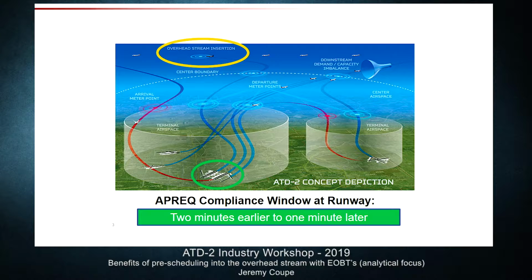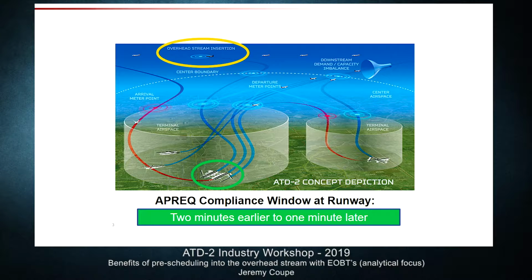The key idea here is that to merge into this overhead stream slot, this departure should take off from its origin airport at what we call the controlled takeoff time. Sometimes I'll call that the CTOT, controlled takeoff time. For compliance, an aircraft is said to be compliant if it takes off anywhere between 2 minutes early and 1 minute late. So you have this very small 3-minute window on the surface of the airport to take off to be compliant to merge into this overhead stream.